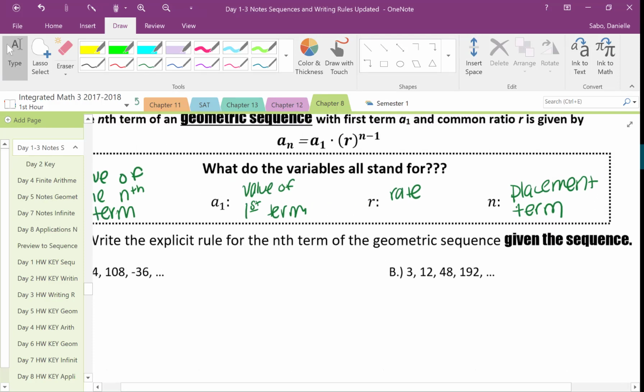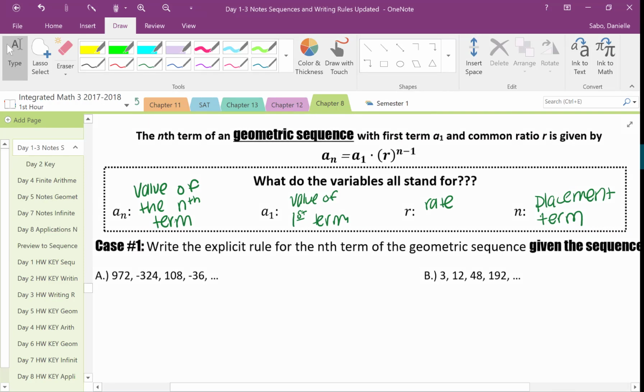Okay, when you're done, look up. If you put first term for A1, that's fine. I just like to put value of the first term because sometimes I think first term sounds like the first spot. Okay. The ones below, write an explicit rule for the nth term in the geometric sequence, given the sequence.